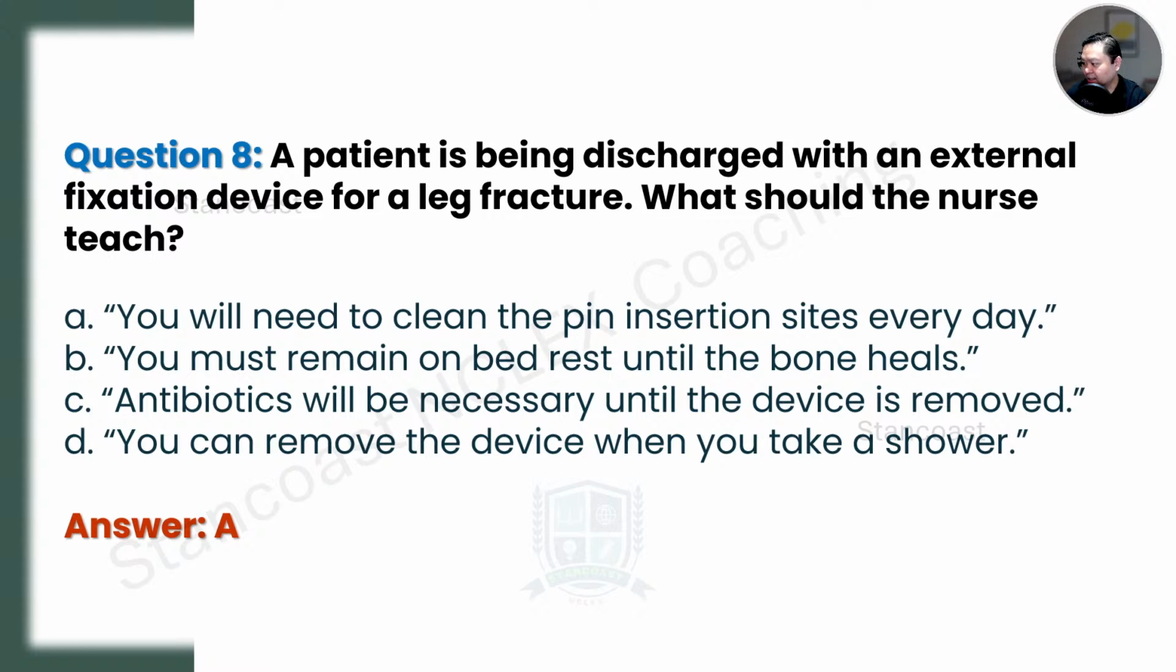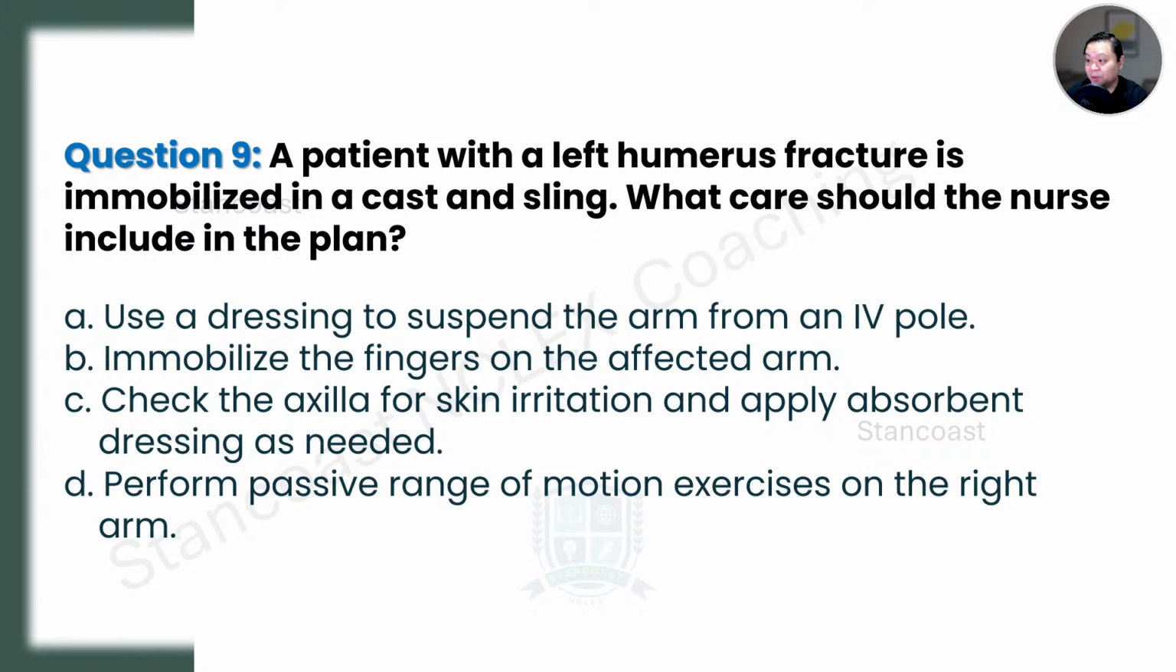All right, let's have our next question, number 9. A patient with a left humerus fracture is immobilized in a cast and sling. What care should the nurse include in the plan? A. Use a dressing to suspend the arm from an IV pole. B. Immobilize the fingers on the affected arm. C. Check the axilla for skin irritation and apply absorbent dressing as needed. And D. Perform passive range of motion exercises on the right arm.